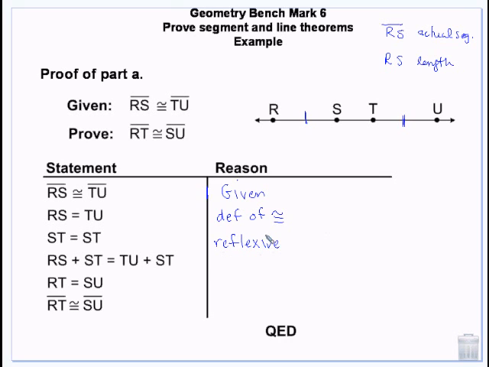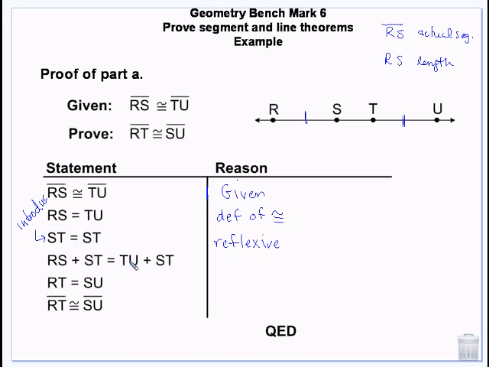When things are equal to themselves, yeah, they're reflexive. Now I had to put this step in here because this introduces ST. ST didn't exist before. We didn't have it, so we had to introduce it. And to introduce something that's not already there, you just say it's equal to itself, and then it's introduced.